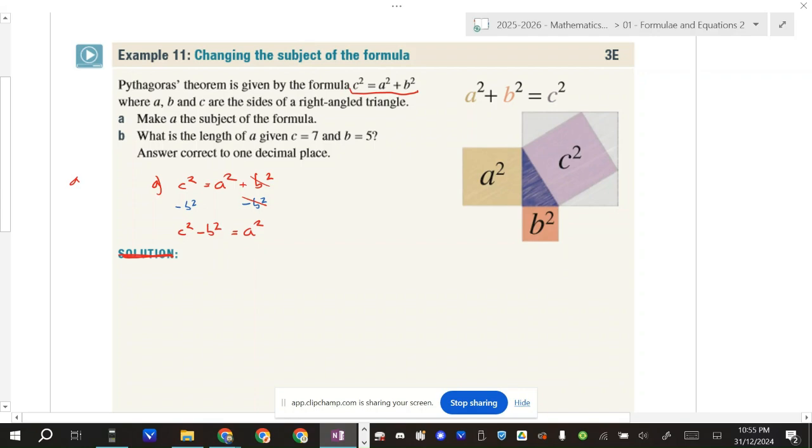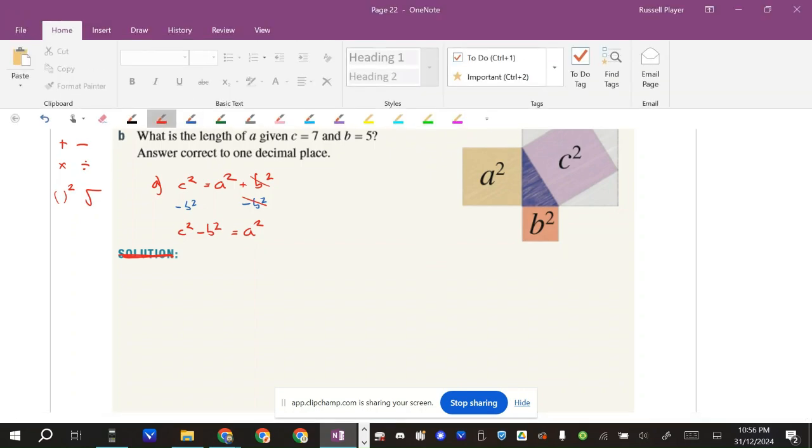Now, the next thing we have to do, and I did mention that when you add something, the inverse operation is subtraction. When you multiply something, the inverse operation is division. When you square something, the inverse operation is square root. So we have a squared at the moment, so we need to do the inverse operation.